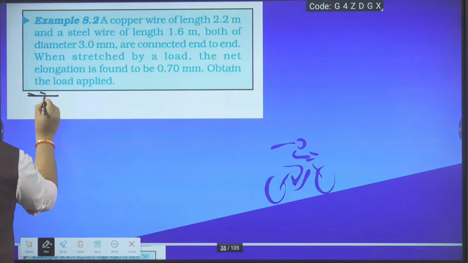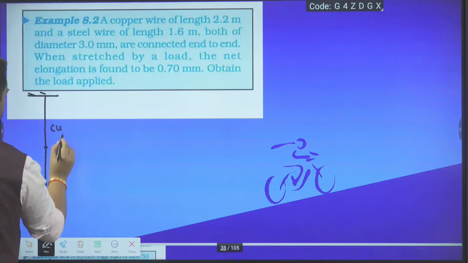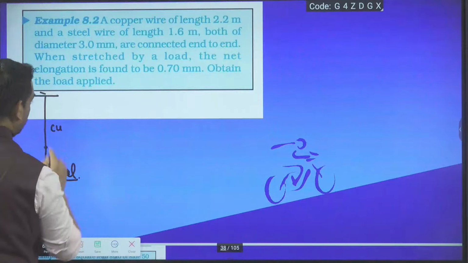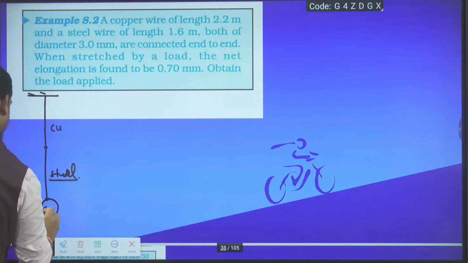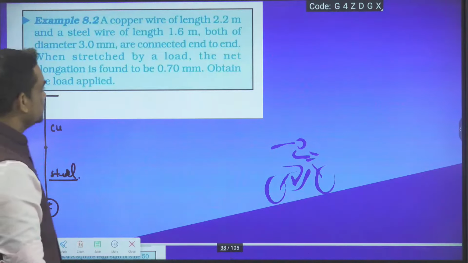this here is the copper and this is the steel. Okay, this is the Cu, this is the steel. These rods are there. Total load, what is the load we have applied? We have to find it; we can say this is the force F. Total elongation is given here.